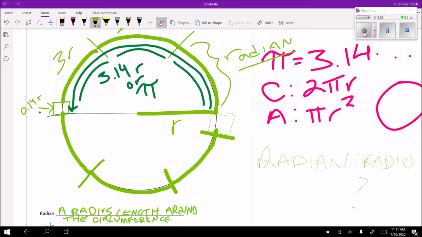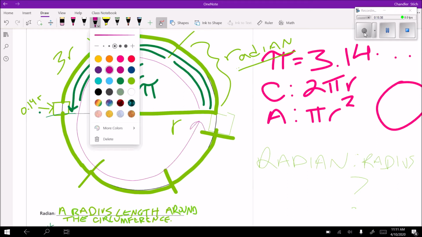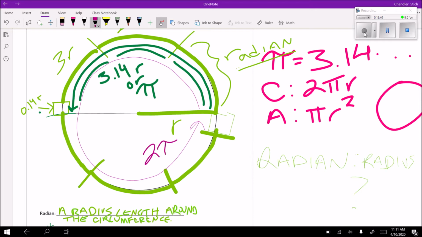All right, so halfway around the circle is pi, okay, and then the full way around the circle, so if I went from here all the way back around, it would be 2 pi. Okay, so all the way around the circle is 2 pi. Half a circle is pi.